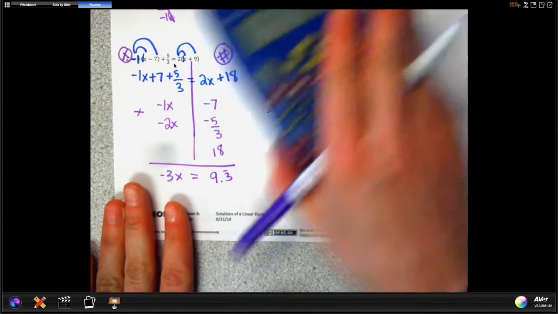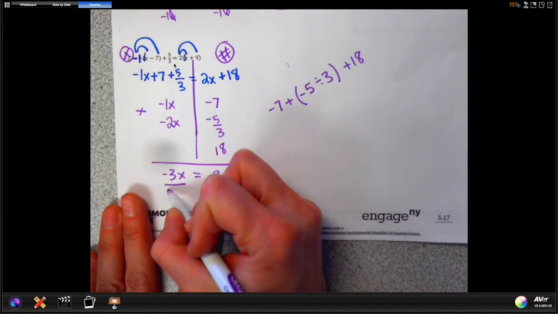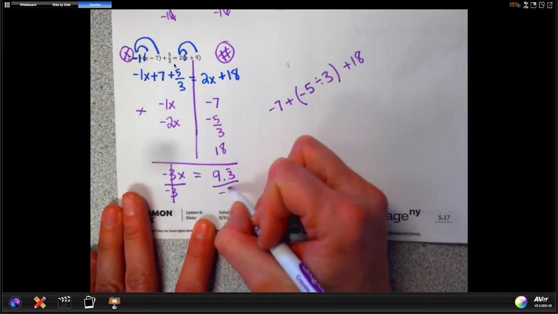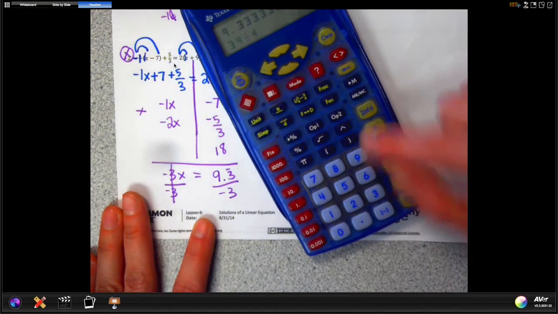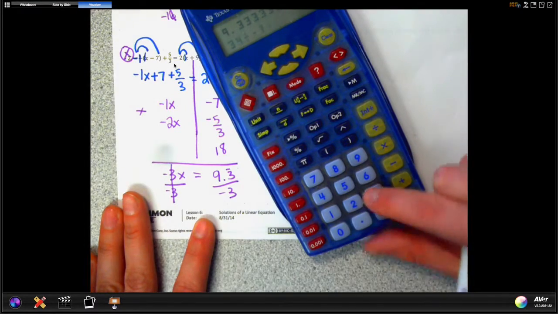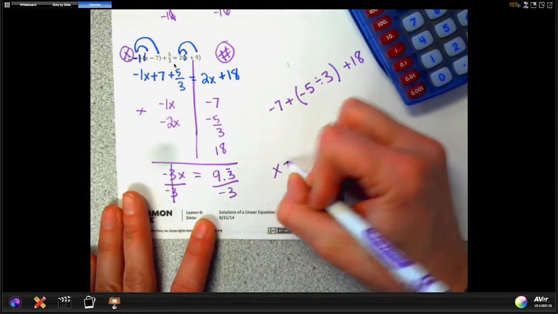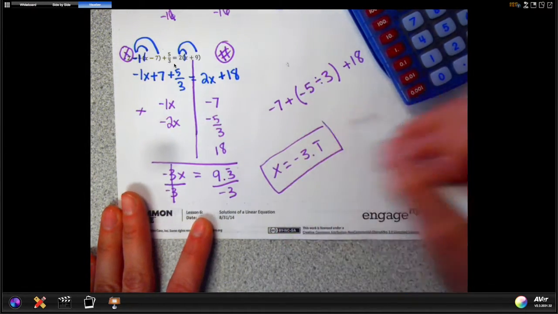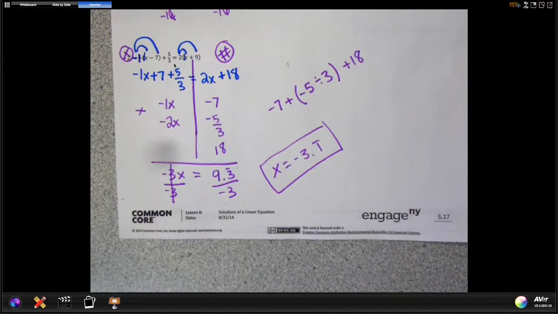So the last step, if you recall, is to divide here. We want to get rid of this -3, so we're going to divide by -3 here and divide by -3 on this side. So I'm just going to hit divide by -3, and I get -3.1 repeating. And that way you don't have an incorrectly rounded answer because you used the parentheses with the fraction and you didn't clear that out.